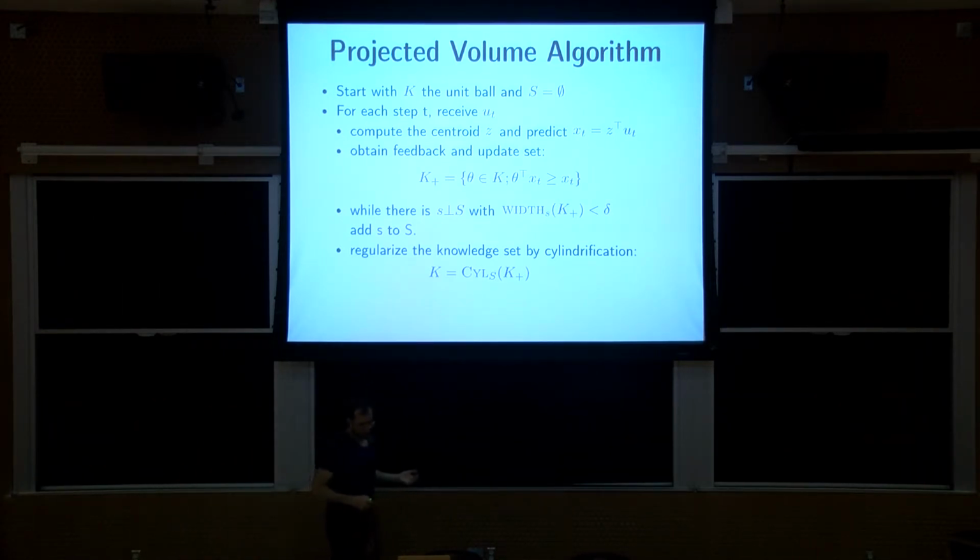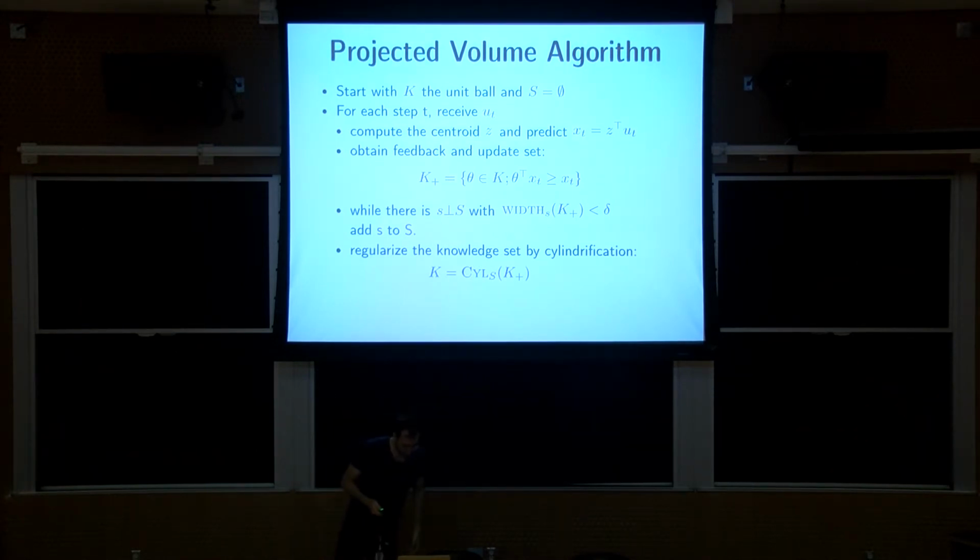So what you do, after that, is first check for thin directions. If there's some direction that now becomes too thin, so that you know you already made a lot of progress in that direction, you add it to some set. Then, once you have a set of directions that you know are already small, you cylindrify your current set with respect to those directions.